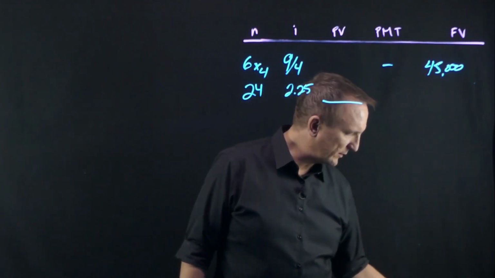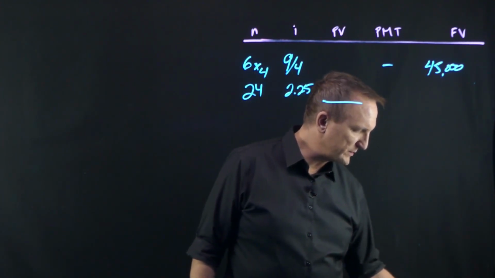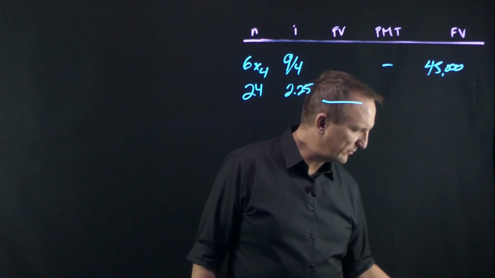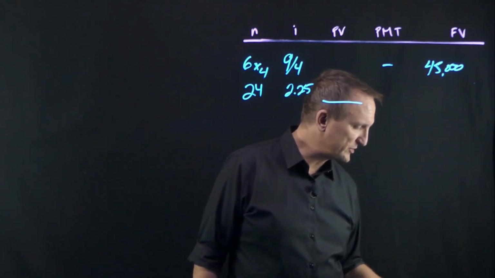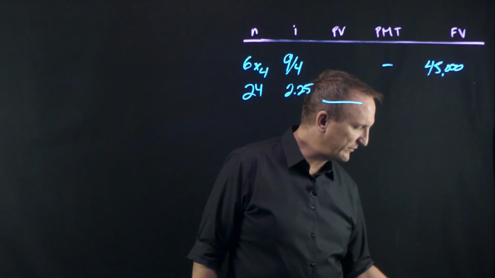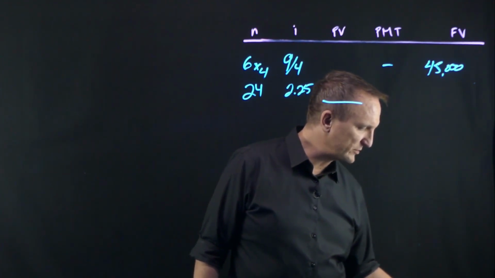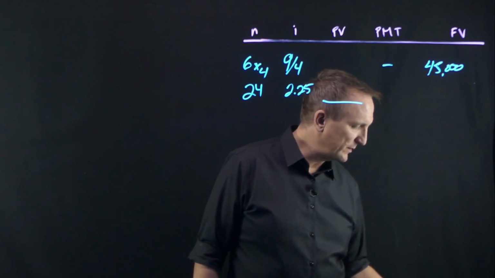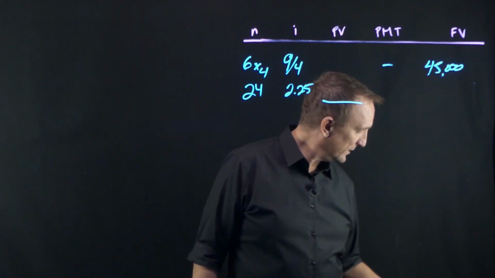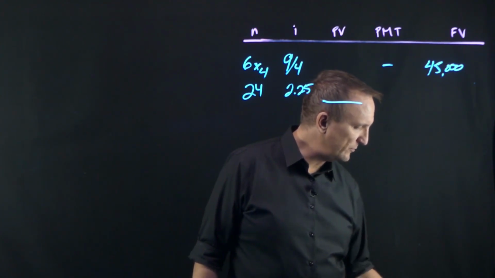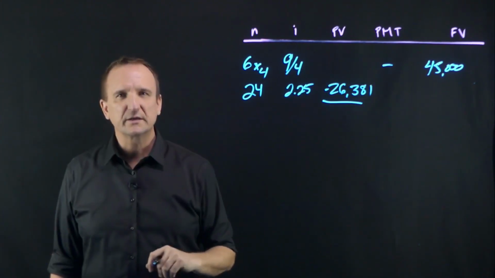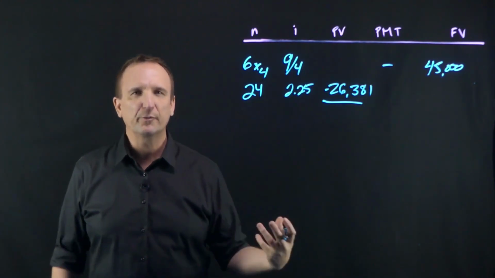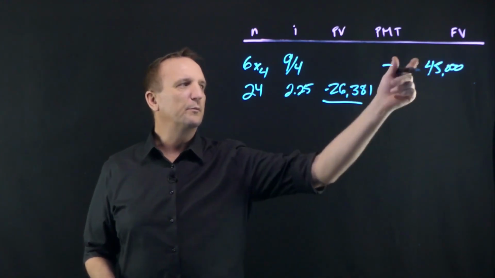So if we punch this into our calculator, we've got 24 periods as our N, 9 enter, 4 divide, to make sure that we don't mess up our math, is our interest rate. Our periodic interest rate is 2.25. We know we're going to get a positive cash flow of $45,000 at the end of the investment. There's no mention of any cash flows along the way. And so when we solve for present value, we get $26,381. And $26,381 is negative because that's what we're paying out of pocket for the investment at the beginning. And then we will get positive $45,000 at the end.